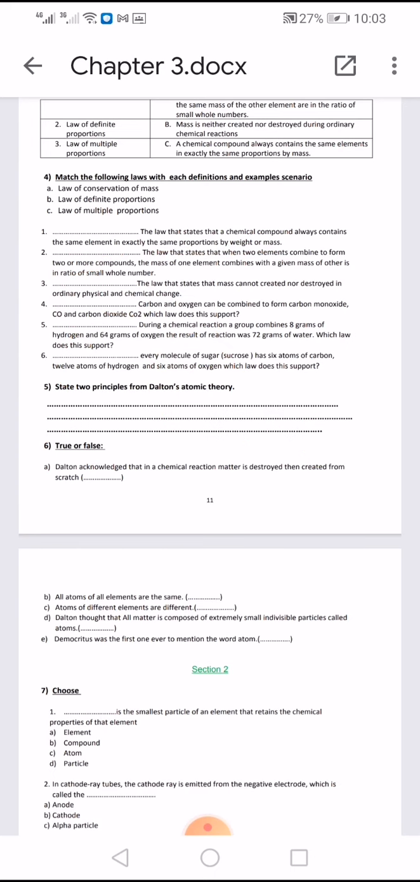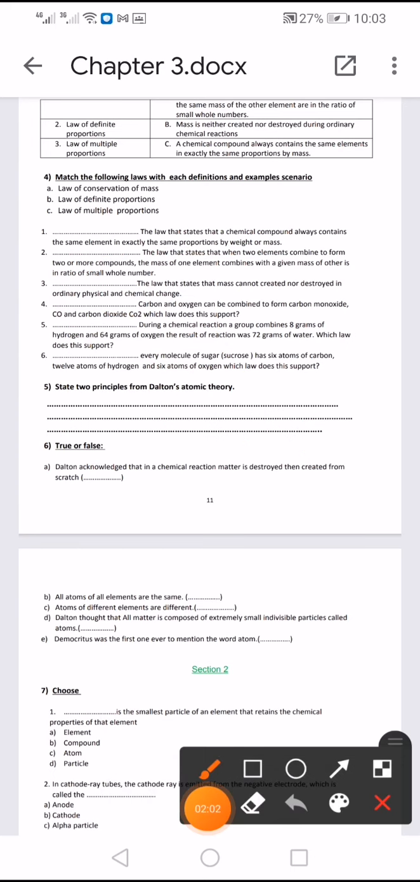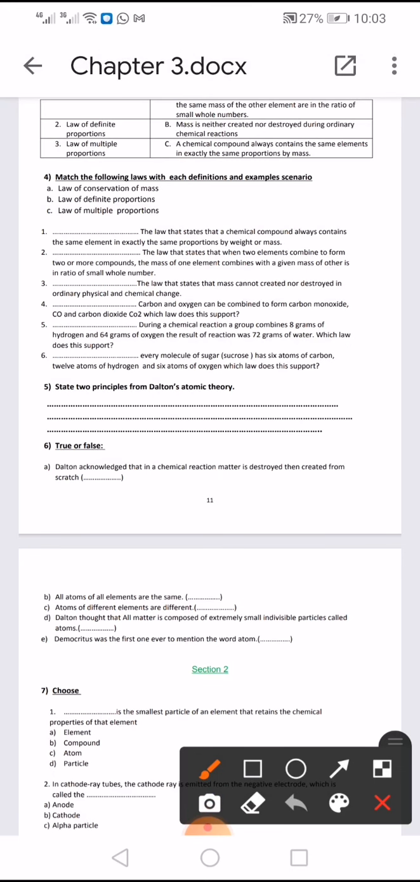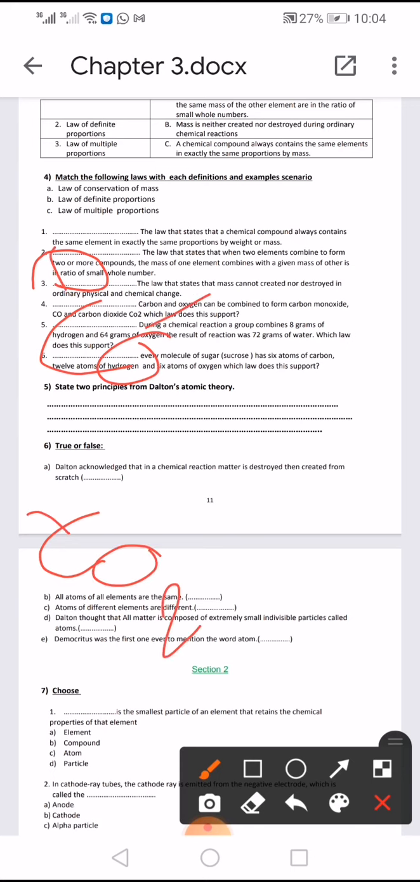What about multiple proportion? The law of multiple proportion states that when two elements combine to form two or more compounds, the mass of one element combined with a given mass of the other is in the ratio of small whole numbers. So if you have two compounds made up of the same two elements, carbon and oxygen, here is another sample. The ratio of carbon in the two samples is 1 and 1. What about oxygen? Here 1 and 2. This is a multiple proportion. So the ratio of oxygen in the two compounds is 1 to 2.